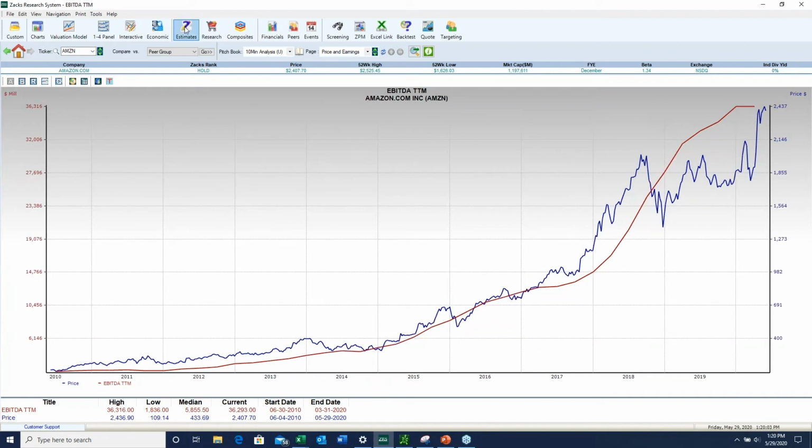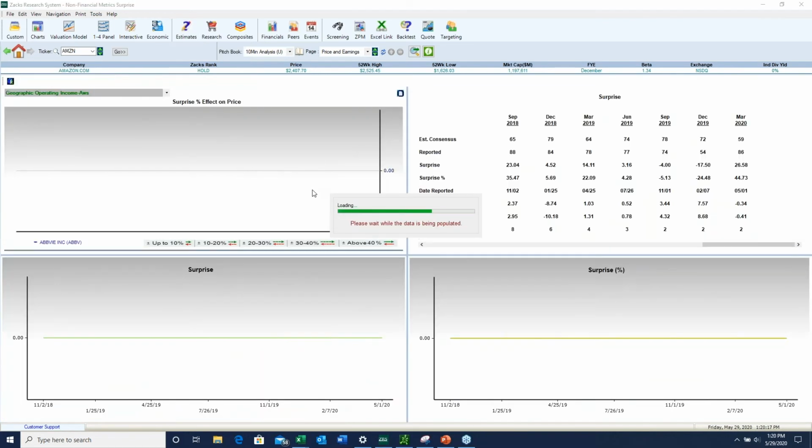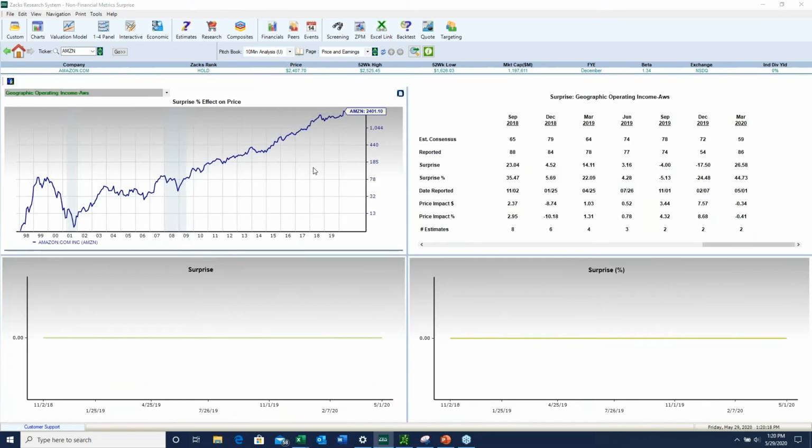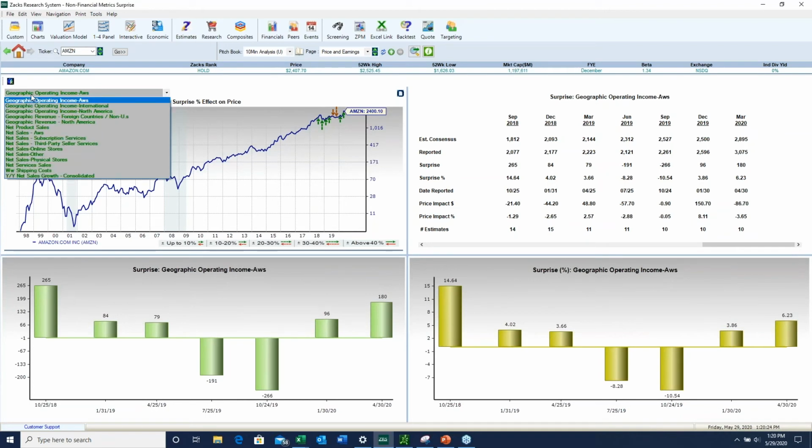So there's another chart that I'd like to show you, and that's under estimates. And if you go under surprises, there's this really useful metric that I like to look at here, non-financial metric surprise. And this is a very company-specific report where you can look at the company-specific segments, and you can see the breakdown between AWS, International, and North America. That's how Amazon likes to present it. And you can see where all of this growth is coming from.